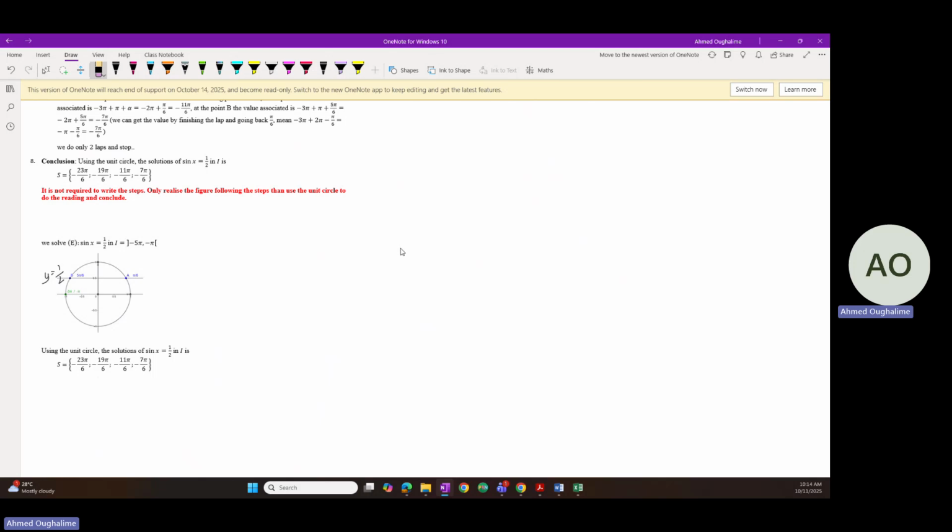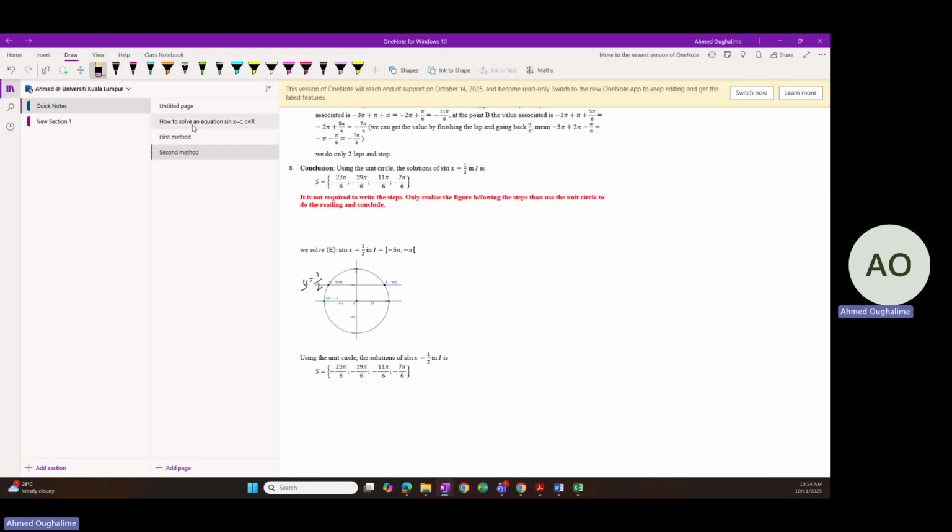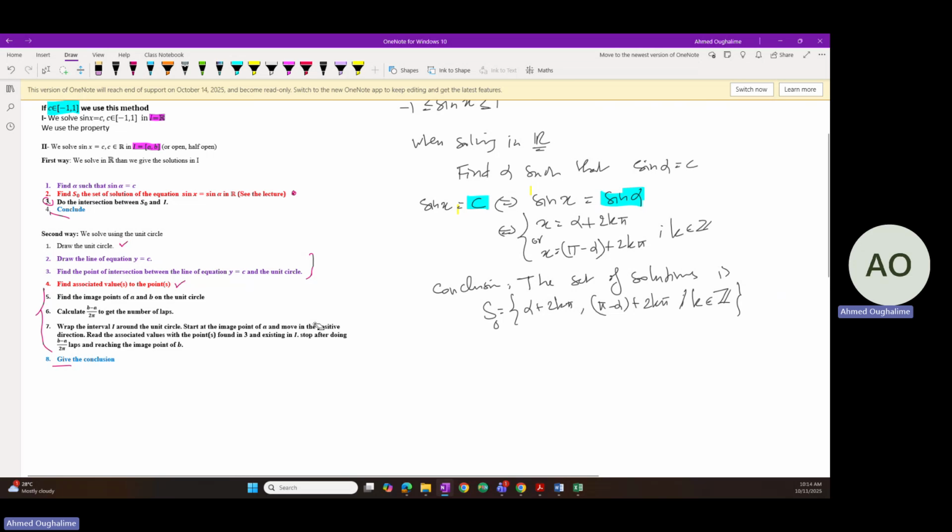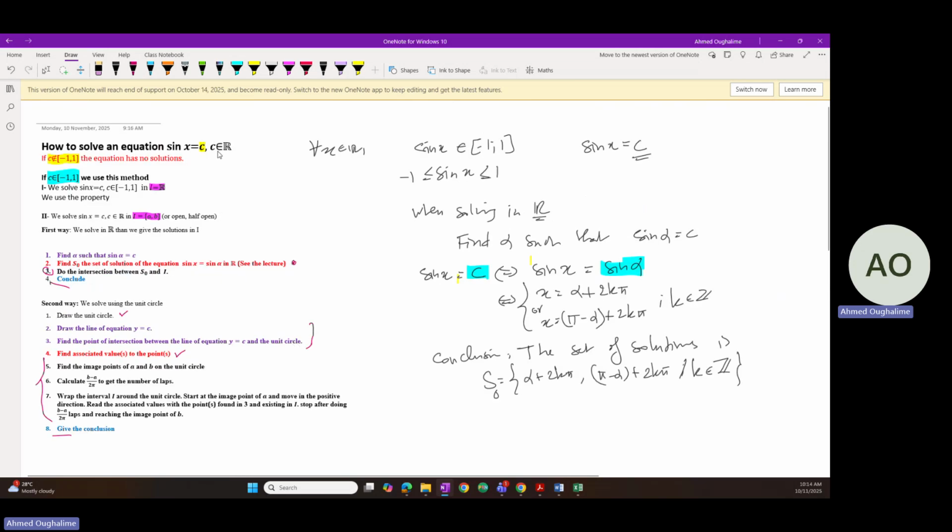So that's all. To solve an equation of the form sine x equals c, such that c is in R, we have to check first the value of c. Is it in [-1, 1]? If it's not, then there is no solution to that equation. If c is between -1 and 1, solving in R is quite easy. Solving in some given interval might be challenging if we do it algebraically, but if we use the unit circle, we do the same thing actually, but in a much easier way.